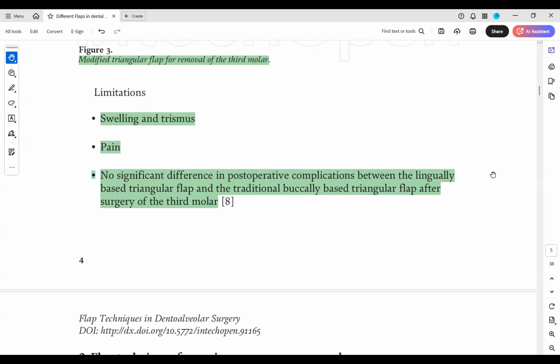In this case, we are expecting slightly higher swelling and pain post-operatively. So the management and education of the patient should be accordingly. And there was no difference between the post-op complications when you compared lingual or the buccal triangular flap. In between them, there was no difference. But when you compare it with the envelope type, the lingual flap or the triangular flap showed lesser post-op complications such as wound dehiscence, attachment loss, and those kinds of challenges.